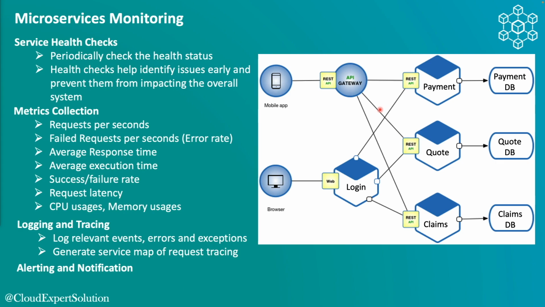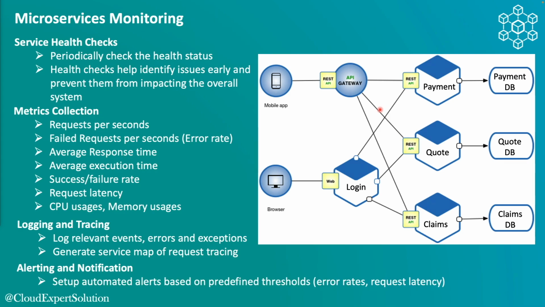And last but not least, we can add alerts and notifications. Again, this is part of the proactive monitoring. We can set up automated alerts, maybe text message, maybe email message, based on predefined thresholds. If we see that my error rate goes above certain percentages, or maybe my request latency is going above the threshold, then we can create a text alert or an email alert to the corresponding team, so that they can have a look at that application.